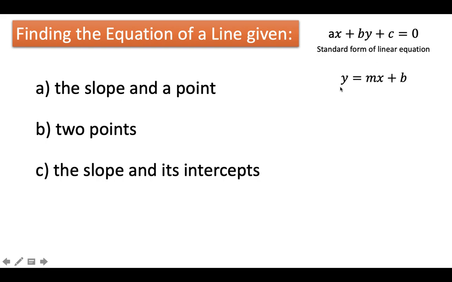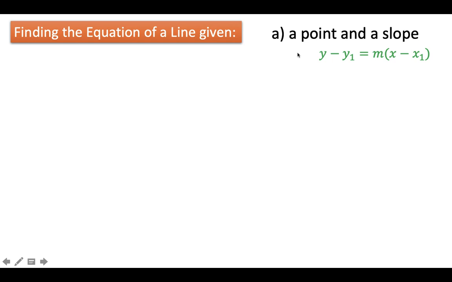Sometimes our answer is written in y is equal to mx plus b. This is called slope-intercept form of linear equation in some other references. Okay, so let's start. How are we going to find the equation of a line given 1 point and the slope? We need this formula: y minus y sub 1 is equal to m times quantity x minus x sub 1. M here is the slope and x and y are the arbitrary point.